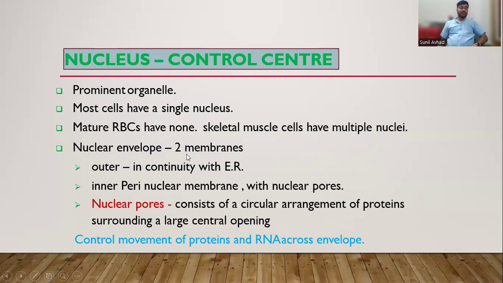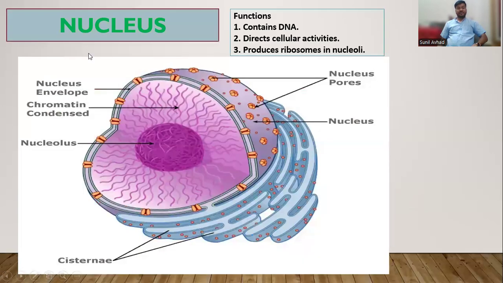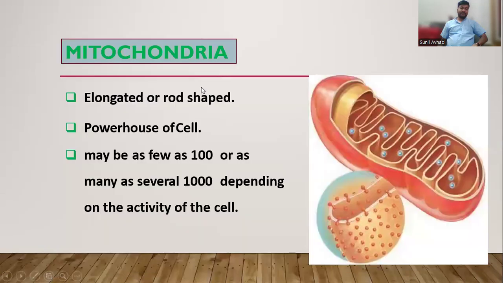Nuclear envelope is a two membrane structure. Nuclear pore consists of a circular arrangement of protein surrounding a large central opening. This controls movement of protein and RNA across the envelope. This is diagrammatically how the nucleus looks like. Function of nucleus is to contain DNA and direct cellular activities. It produces ribosome. Next, cell organelle is mitochondrion.